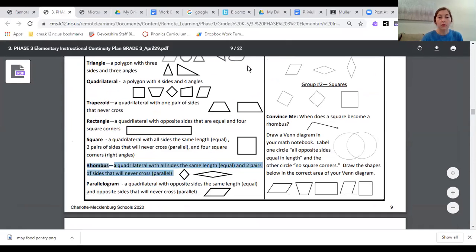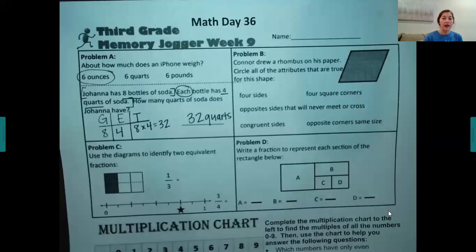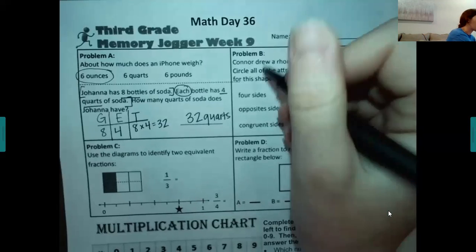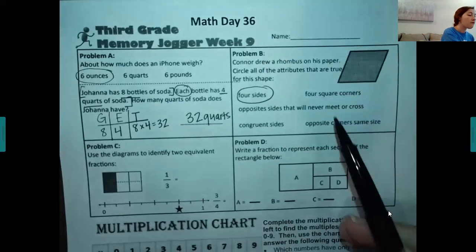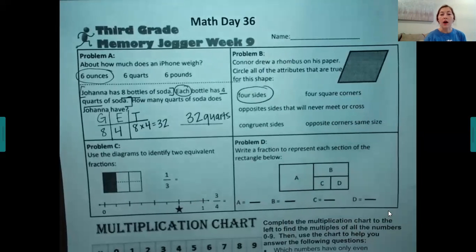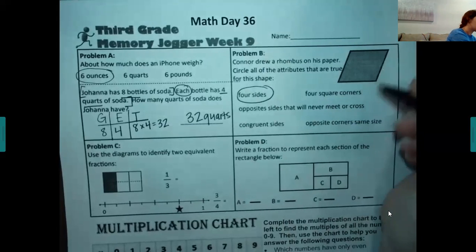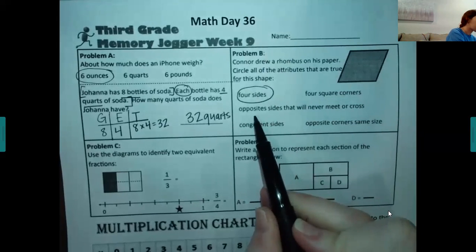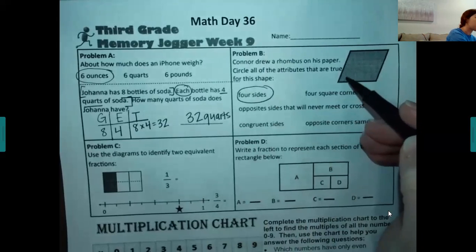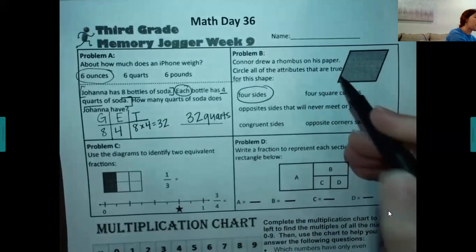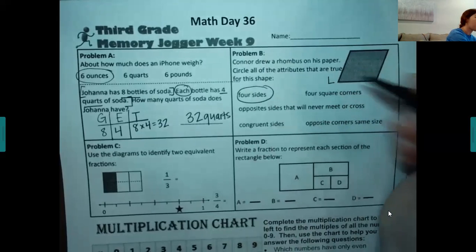So I can go back to my problem, and it said that it had 4 sides. It's a quadrilateral, so I can circle that one. Or square corners. Now, a rhombus does not have to have square corners, but if it has 4 square corners, then it becomes a special type of rhombus that has a different name. So we don't need that one to be a rhombus. And it's not true for this shape because these corners don't make a square like this.